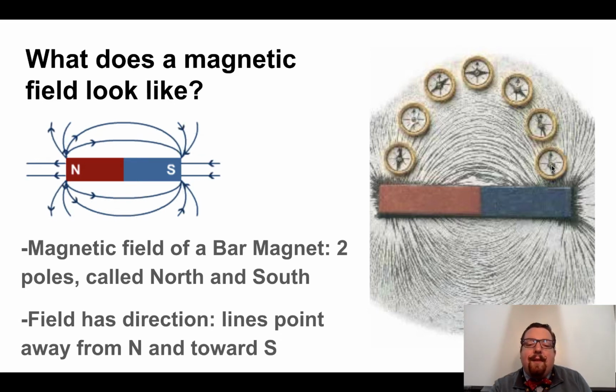These are the magnetic fields of a bar magnet. Bar magnets have two poles, the north and the south. And the field has a direction. The line points away from the north and towards the south.